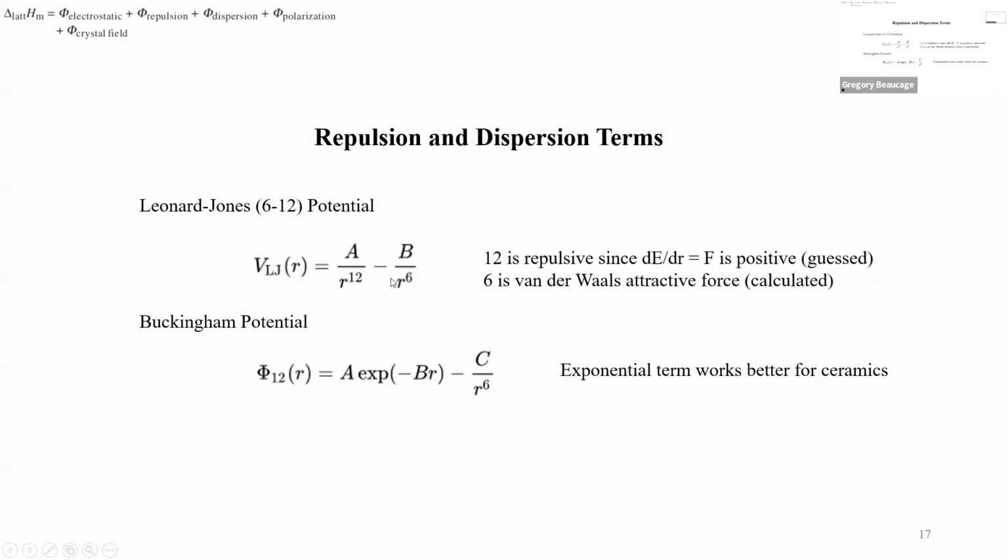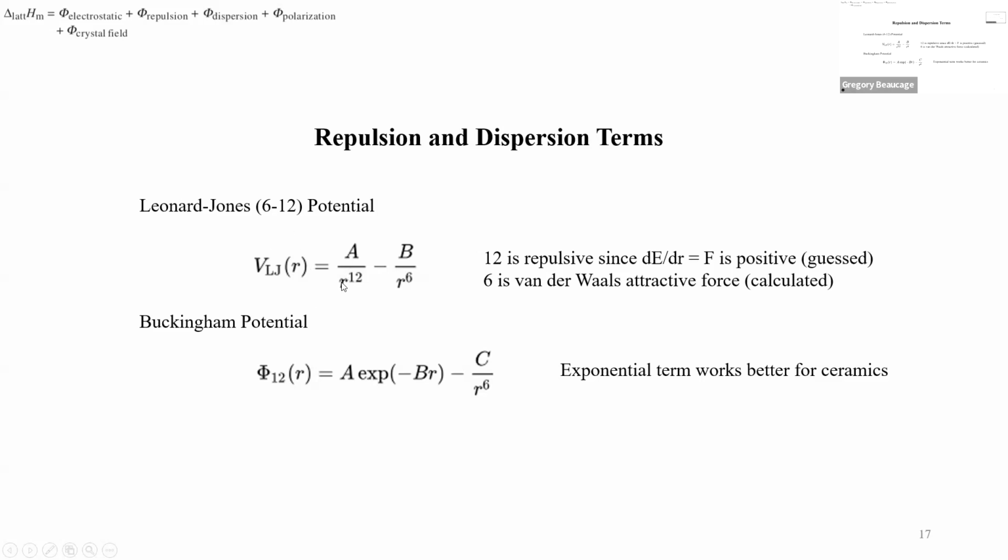So the 12 is repulsive, and this 12 part is just kind of made up, and van der Waals calculated the 6 part. The 6 part is this idea of the charges randomly associating and dissociating, and because the opposite ones pull together, it ends up being an attractive force. It lowers the free energy. And the 12 is a repulsive force, and it's just a function that he picked that worked.